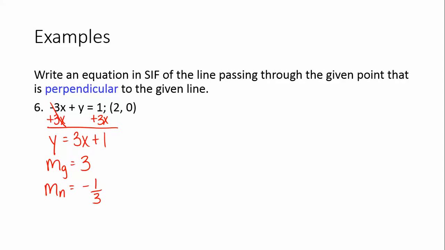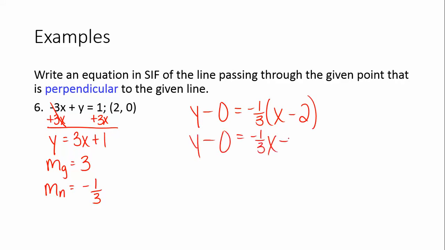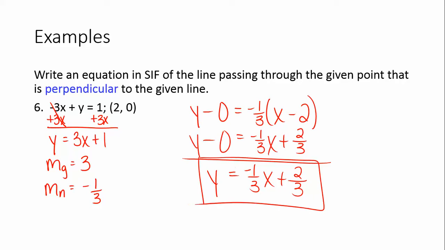We're going to use this ordered pair. y minus 0 equals -1/3 times x plus 2. We distribute the -1/3 through the parentheses, and you should get 2/3. y minus 0, if I add 0 to both sides, that doesn't do anything, so I'm just going to drop the 0. And we get y equals -1/3 x plus 2/3. And again, if we check it with this equation, at a positive 3 slope, this one has a negative 1/3 slope. They are in fact perpendicular lines.